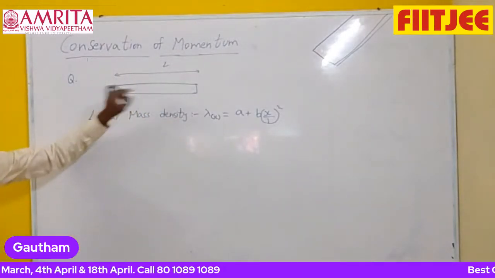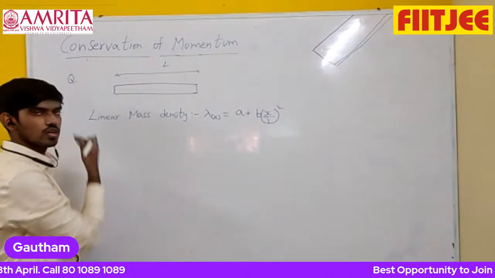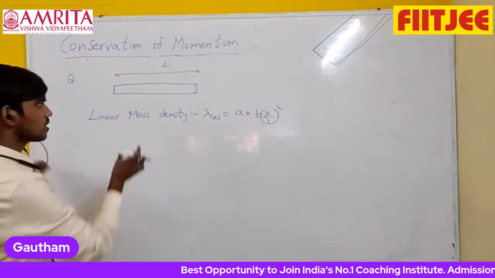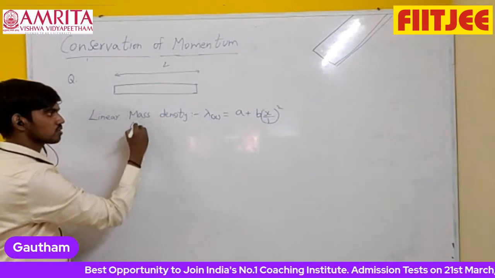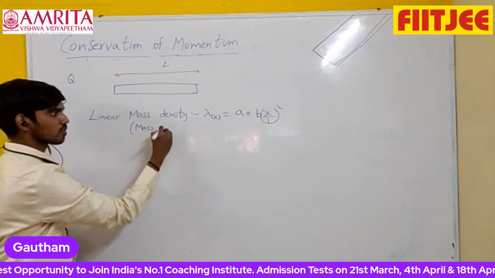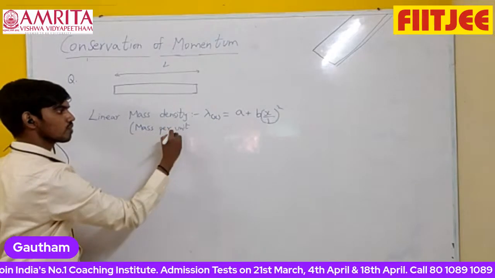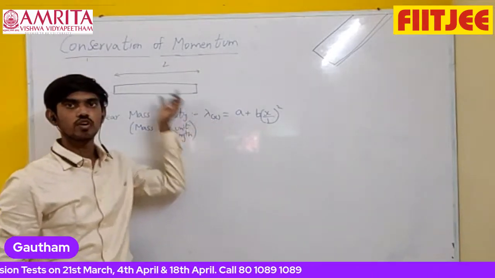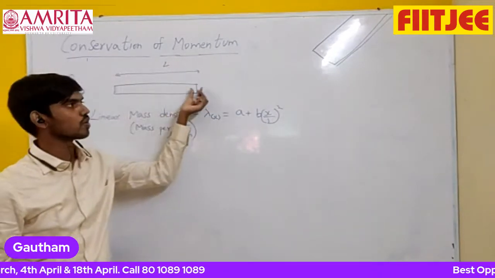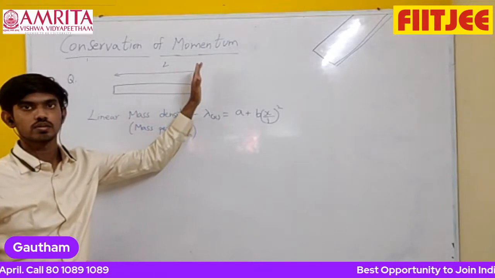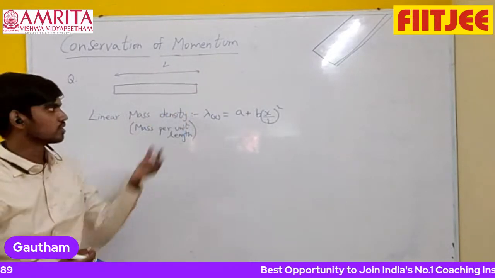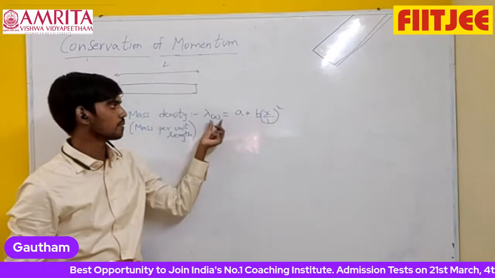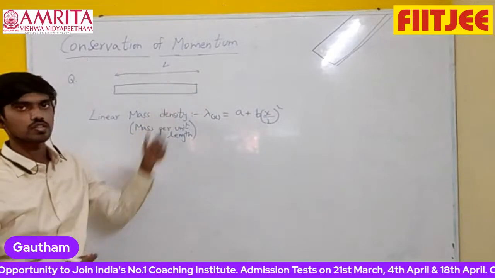In this case, you have to find the center of mass of the rod. The total mass of the rod is not given, but the linear mass density is given. Linear mass density is mass per unit length. In this kind of situation, the mass of the body is not uniformly distributed. As you go to the right, the mass keeps increasing; you can think of different materials being used. So as you go right, x increases, lambda increases, and mass per unit length increases.